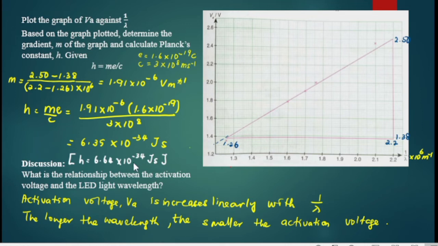Discussion: what is the relationship between activation voltage and LED light wavelength? Activation voltage V_A increases linearly with 1 over lambda. The longer the wavelength, the smaller the activation voltage.